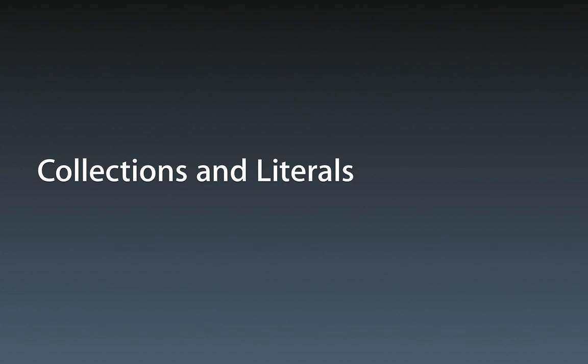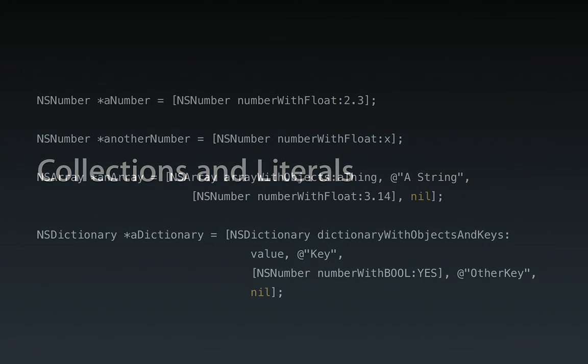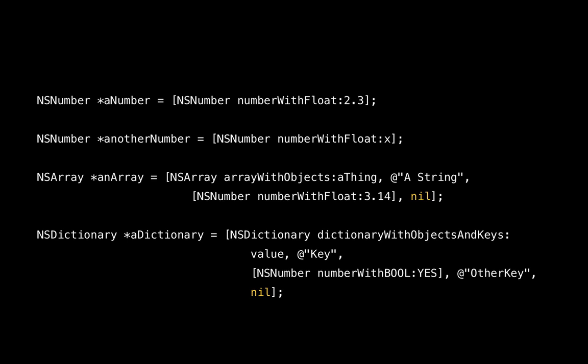Other smaller but hopefully welcome features that save an awful lot on typing: the new support for collections and literals. Historically, you'd have written code that looks like this. Rather long-winded code to create a number as an object, to create a dictionary or an array, other collections and so on. If you're creating an array or a dictionary, two problems. First of all, you have to remember to end your list with nil. The compiler actually reminds you now if you make that mistake. Secondly, if you're creating a dictionary specifically, you have to remember to put your keys and values in the wrong order.